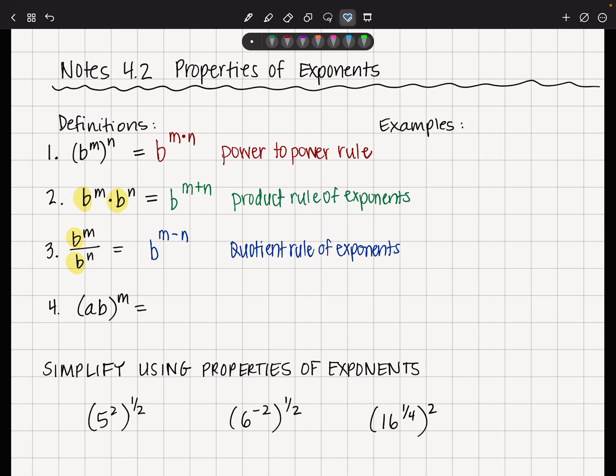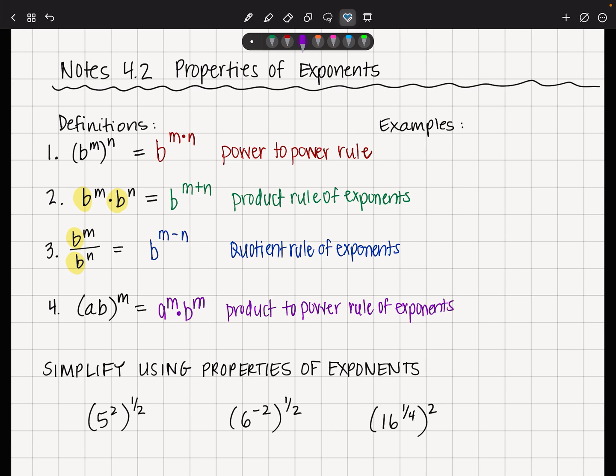And then this last one, we've got a product. So we've got this product inside the parentheses raised to an exponent. So this is going to be a to the m times b to the m. And that's called the product to power rule of exponents.